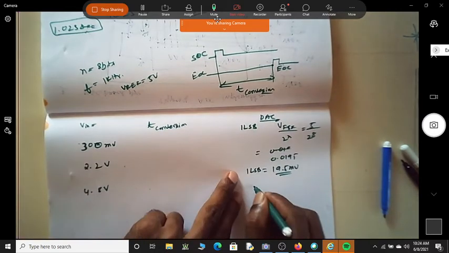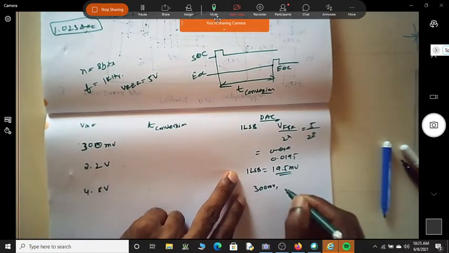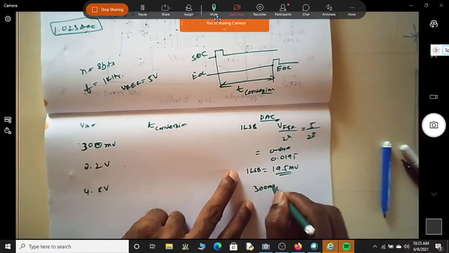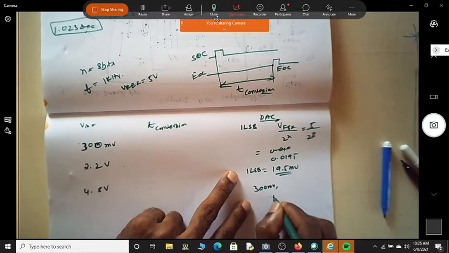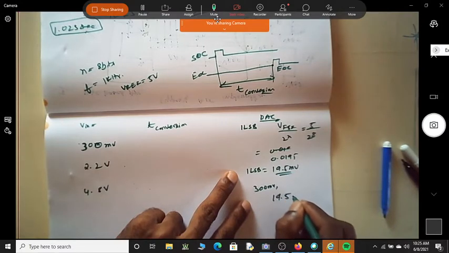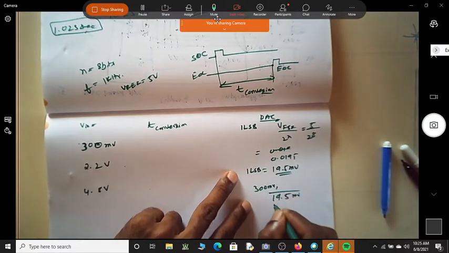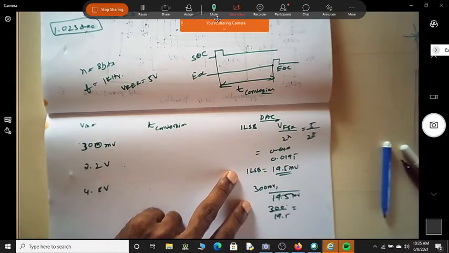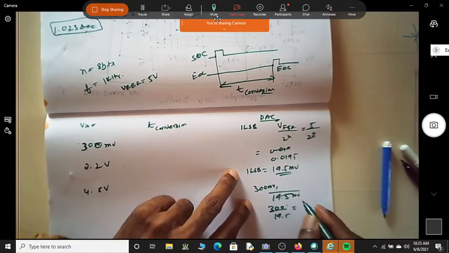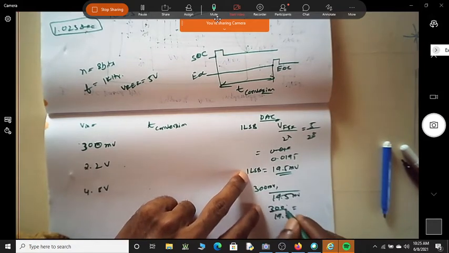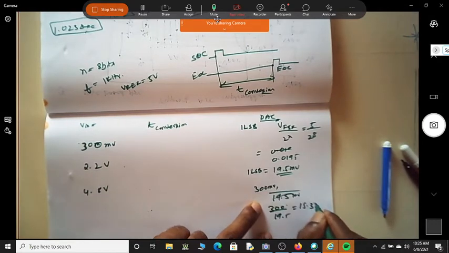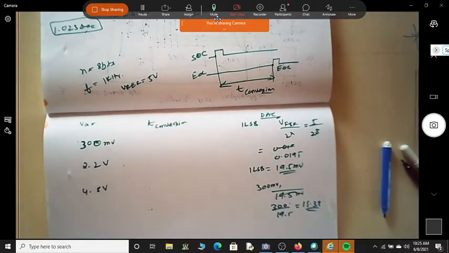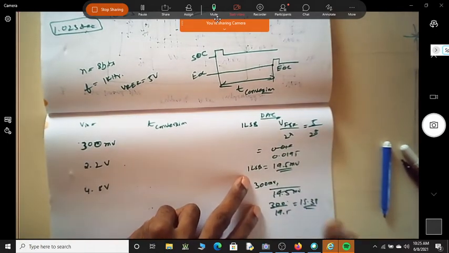300 millivolt. This 300 millivolt is how many LSBs? Is it actually 19.5 millivolt? Of course, 300 by 19.5, these many LSBs. How much is this? 15.38. It is not volts, 15.38 is the ratio.